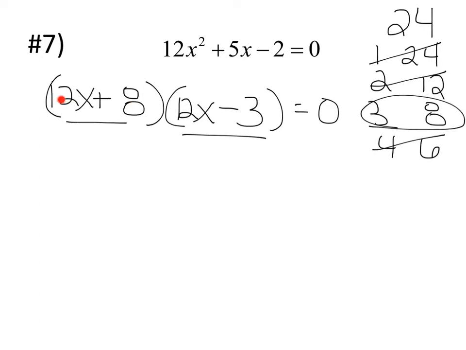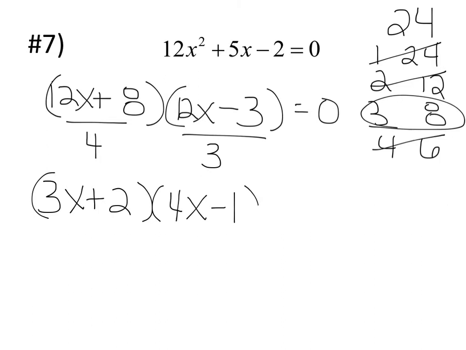Now look at each house and see if they have anything in common. This house has a 4 in common. This house has a 3 in common, so you divide it out. This leaves you 3x plus 2. This leaves you 4x minus 1. Now you always want to FOIL to check. Then you're going to set each one equal to 0.